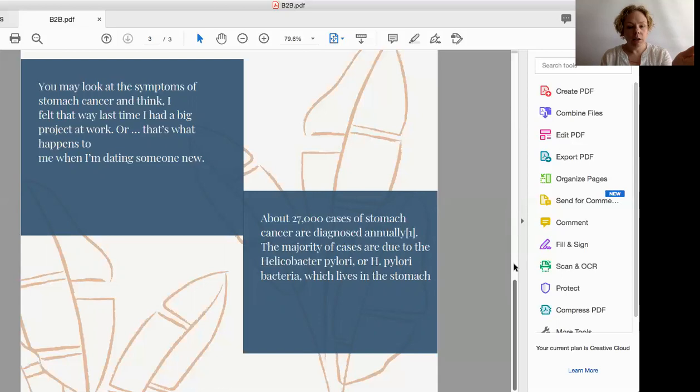And the one in the lower right corner is something that would be written from a physician audience to other physicians. About 27,000 cases of stomach cancer are diagnosed annually. The majority of cases are due to the Helicobacter pylori, or H. pylori, bacteria, which lives in the stomach. So we're getting right into very specific bacteria, names of specific conditions, a specific fact, and there's even a reference to a citation. A lot of times when you do business to business, they'll want facts or citations in there. So you can start to see some of the differences. Feel free to hit me up if you have any questions about these differences.